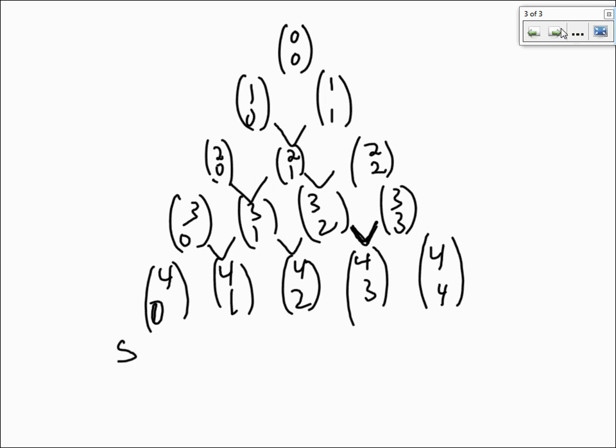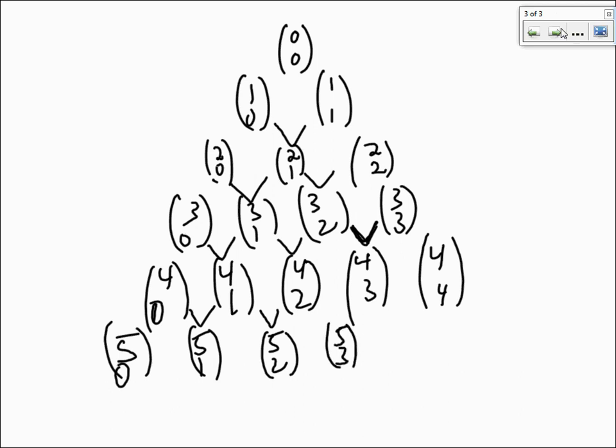And finally for us, 5 choose 0. These two add up to 5 choose 1. These two add up to 5 choose 2. 5 choose 3. 5 choose 4. Okay. And that pattern is just there all the time.